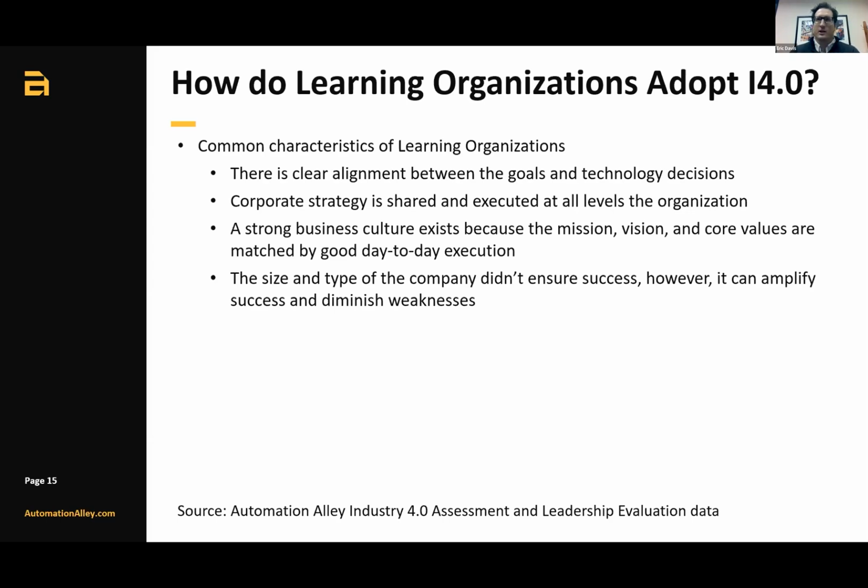The other thing I saw was the size and type of company didn't ensure success. However, it can amplify success and diminish weaknesses. So the ability to have resources and budget and throw people at the problems does allow companies in the short term to adopt Industry 4.0 better, but not necessarily in the long term. It's more so about those first 3 bullet points.